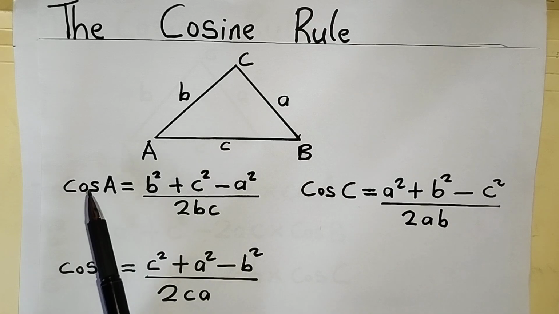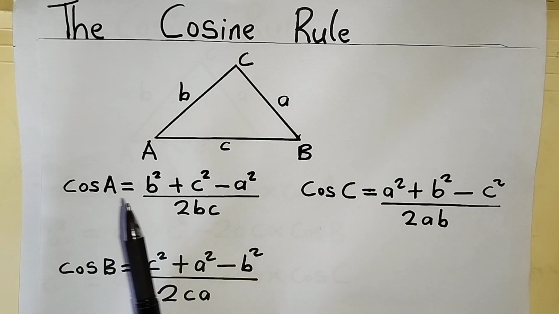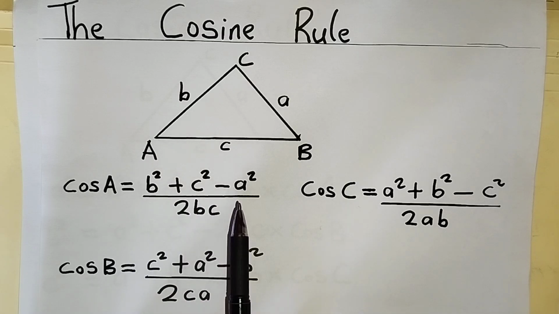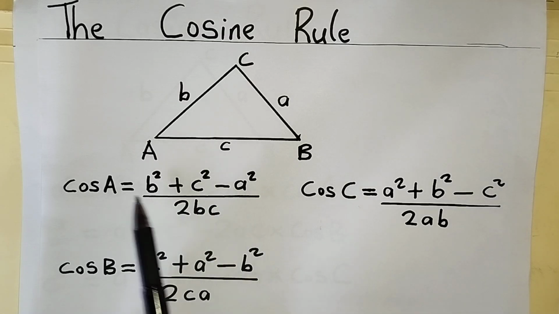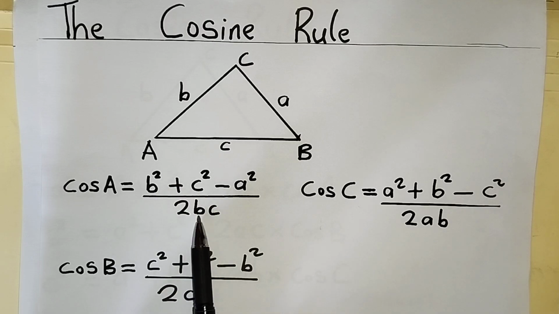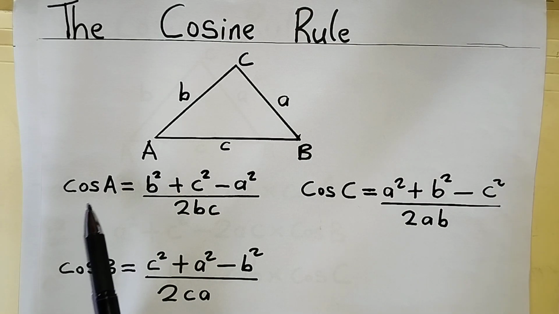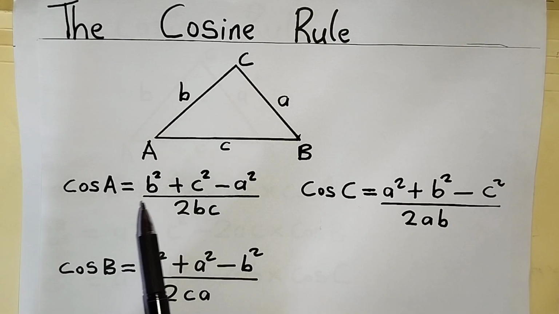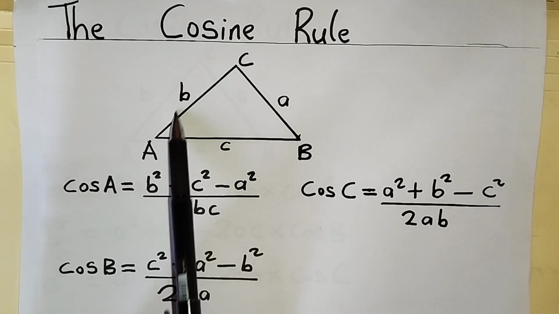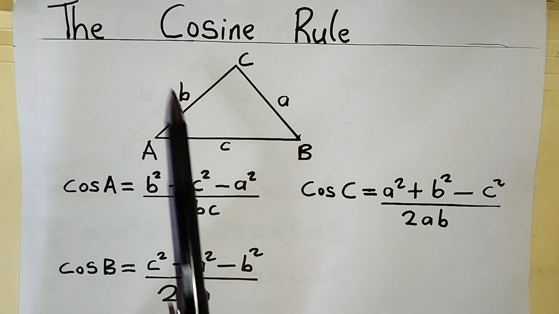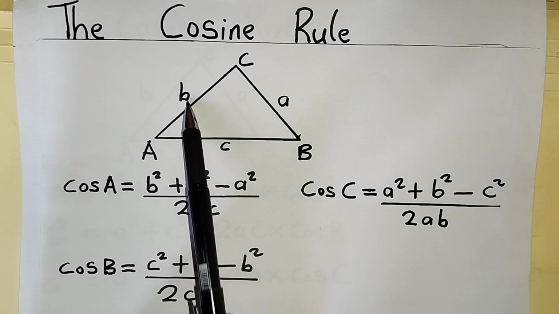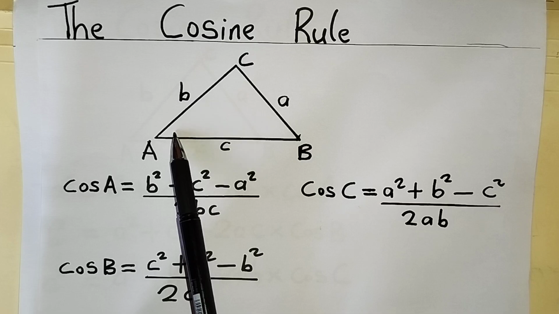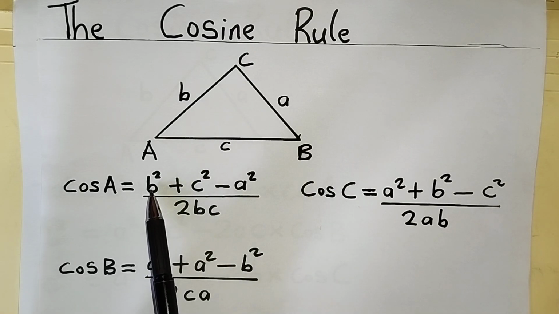So cos A equals side length b squared plus side length c squared minus side length a squared, all over 2 multiplied by b multiplied by c. Let us look at how we construct this formula. If we want to find the angle A, we say cos A, and then the two sides which contain angle A, in this case side b and side c, are the ones which have angle A in between them. So these are the ones which you write here.